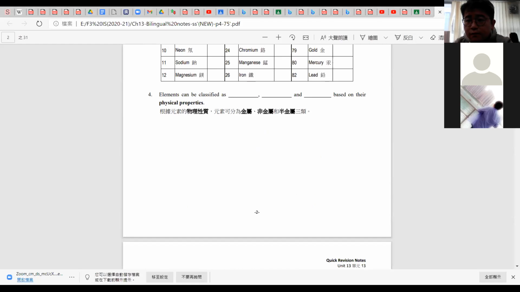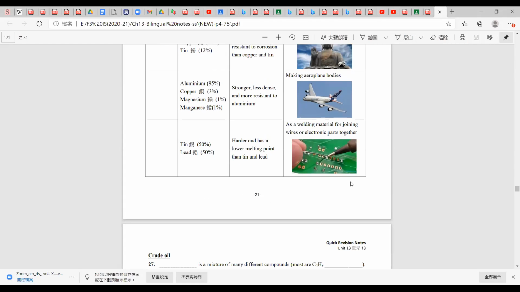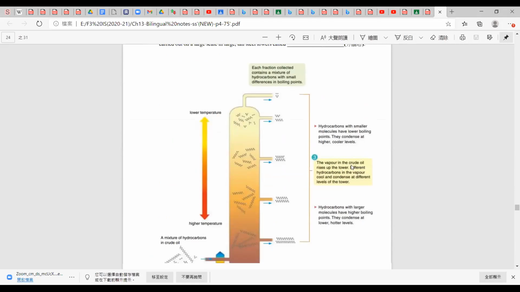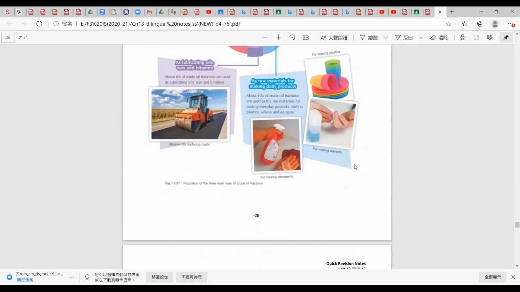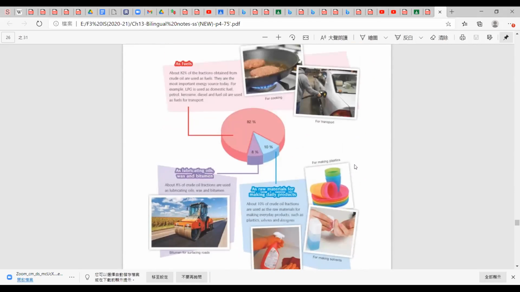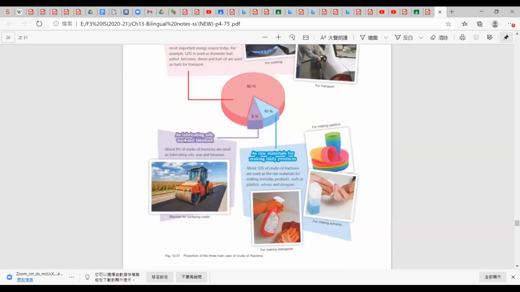Today we come to the page on making the polymer, which is called plastic. As said last time, crude oil is quite useful. Most of it is used as fuel, in households or in transportation, but part of it may be used as lubricating oil, wax or bitumen because it can hardly burn.